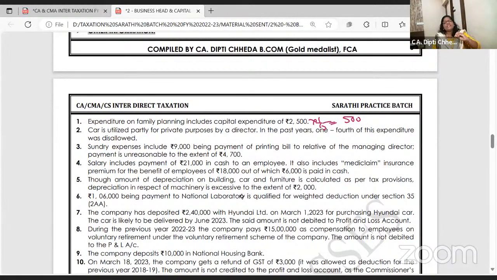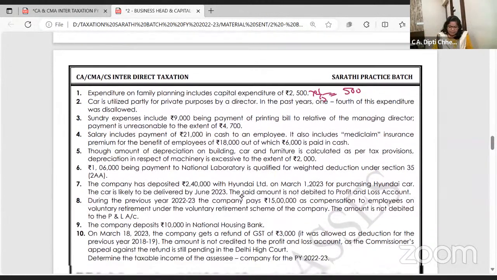Sure, after practicing this problem, try each and every problem of your CMA exam, CA exam, you will be able to do. And I've already typed and kept ready the business head problem, but I'm not taking it right now because it has other income and capital gain and deductions which we have not done. So we will do it after that, okay?